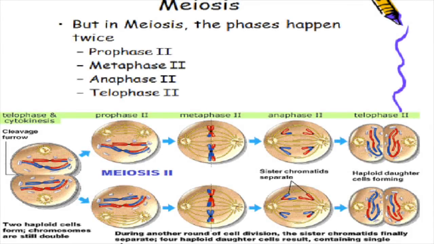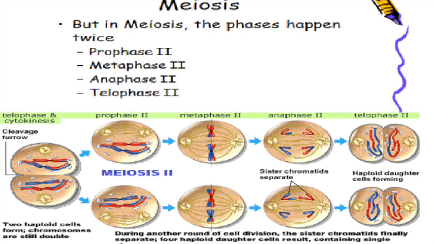One of the biggest differences in meiosis is that the cell divides twice. So after prophase 1, metaphase 1, anaphase 1, and telophase 1, the whole process is going to repeat again. And you have, surprise, surprise, prophase 2, metaphase 2, anaphase 2, and telophase 2. Each of the new cells made in the first phase of cell division is going to divide again.